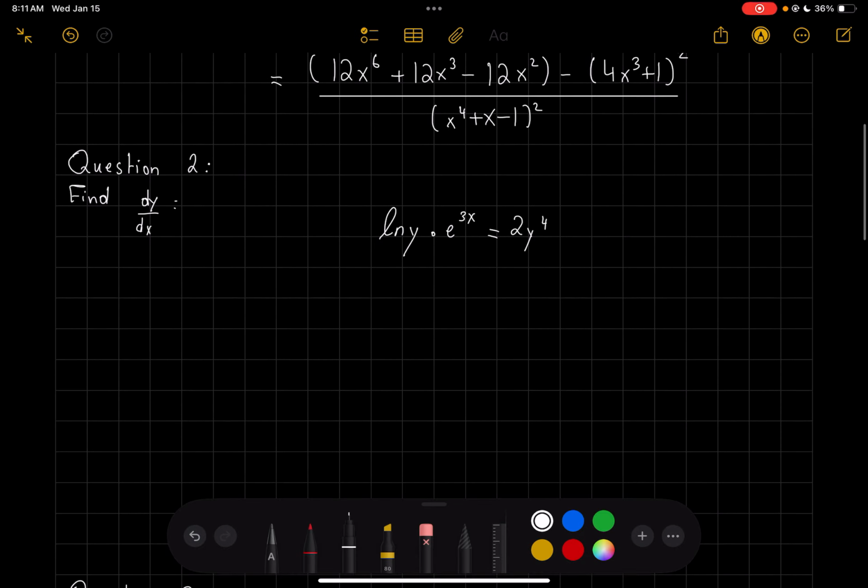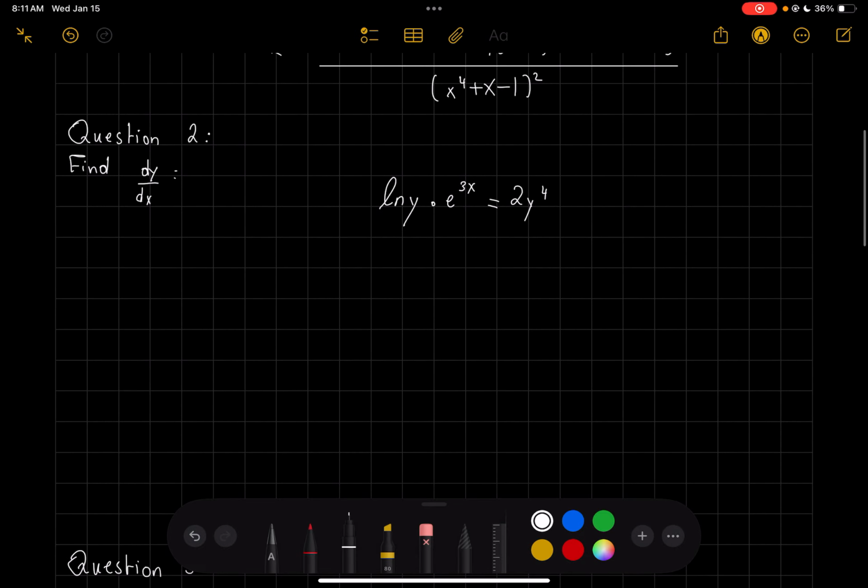In question number 2, we need to find dy over dx. This is an implicit differentiation. Now, in the first piece over here, we know that we have to do product rule. So because this is u times v, it's going to be u prime v plus uv prime. So u prime is going to be y prime over y, because this is ln. So y prime over y, that's my u prime.